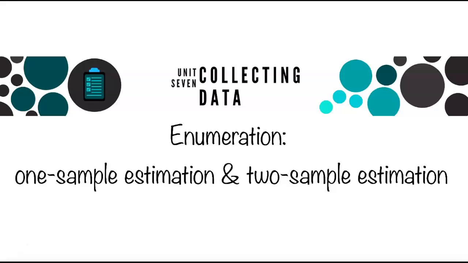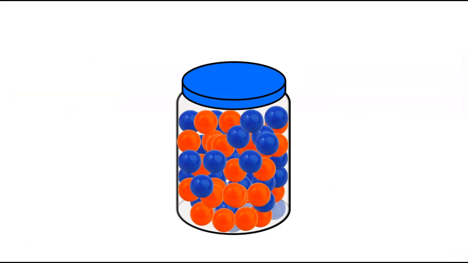In this lecture video, we'll be talking about enumeration, or how we count things up. Specifically, we'll have an example of one sample estimation and an example of two sample estimation. For our first example, we'll look at a jar of gumballs of two different colors.